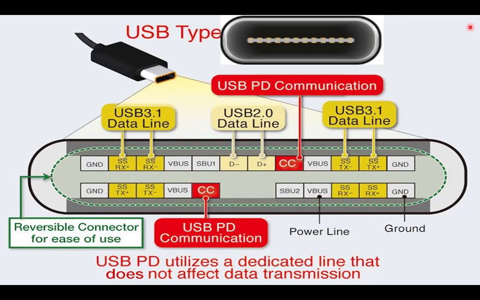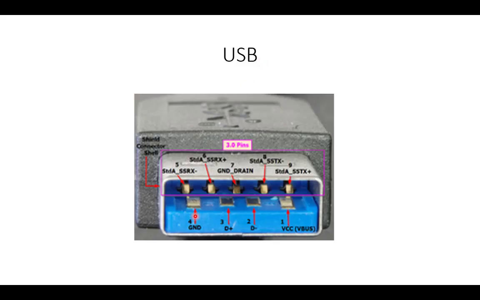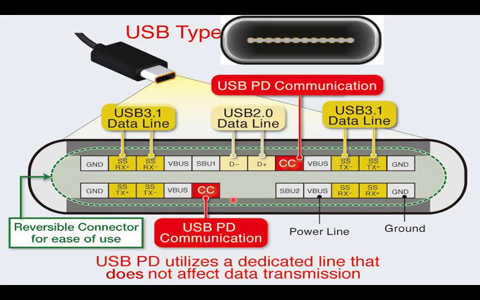The Type C connector is reversible. See, in USB 2 you can't insert it in reverse. You have to look and insert the connector in the proper orientation. But in Type C you need not look. You can put it in reversible, upside down, no matter. That is the first advantage of Type C, number one.